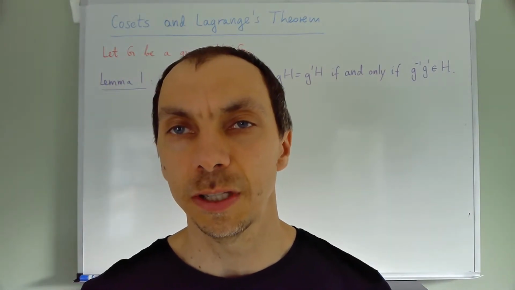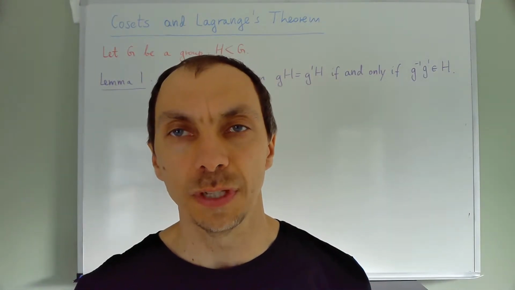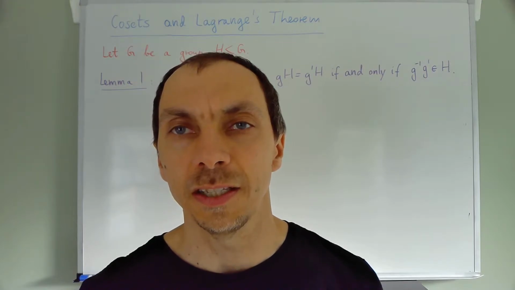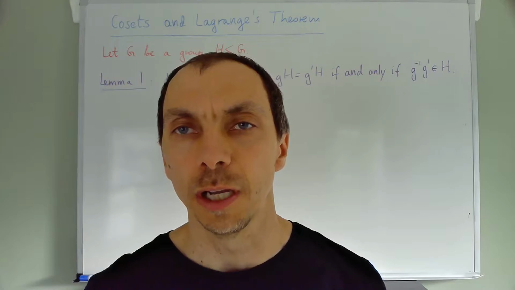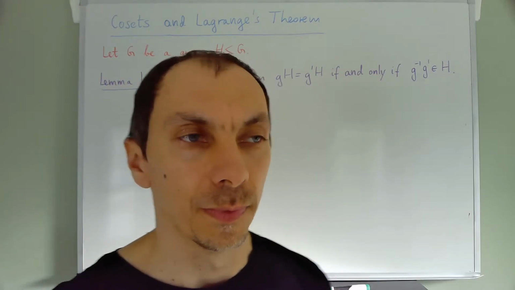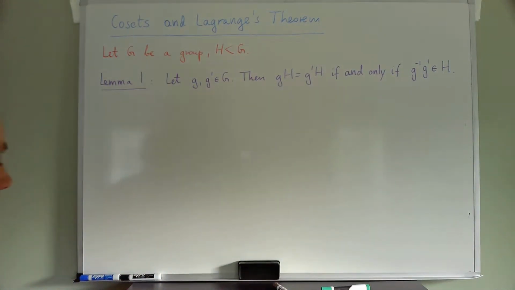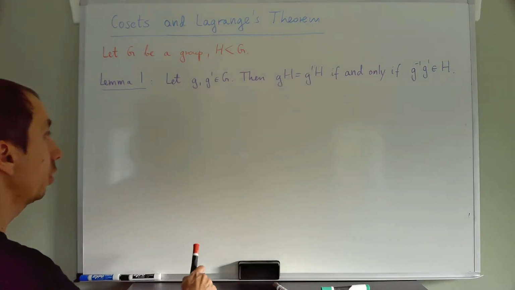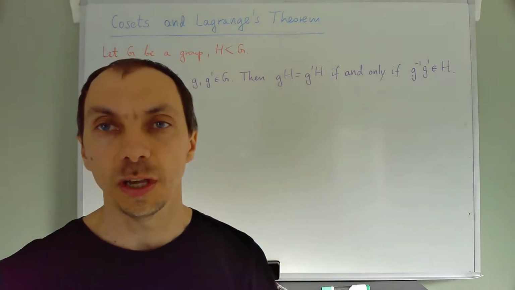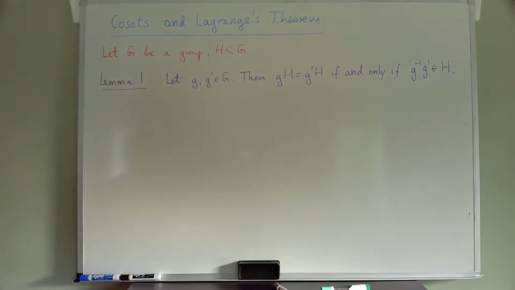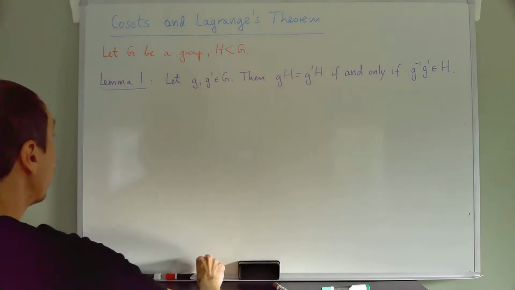Now that you've seen some examples of cosets, let's prove some of their properties. And as a side perk, we're going to get one of the most important theorems of group theory, namely Lagrange's theorem. So I'm going to fix notation for some of the results we're going to be talking about. So let G be a group and H will be a subgroup of G. And the first lemma is the following.